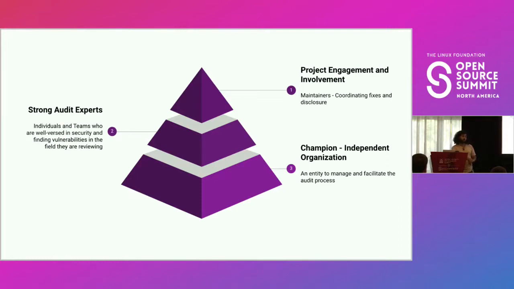One of the reasons this has been extremely successful is because, based on our experience, you need not only project engagement and involvement, so you have the project itself and the project maintainers, and the audit team, the audit experts who will go in and review the code, but what you really need is that third layer. You need effectively a champion, an independent organization to champion the process from start to finish.